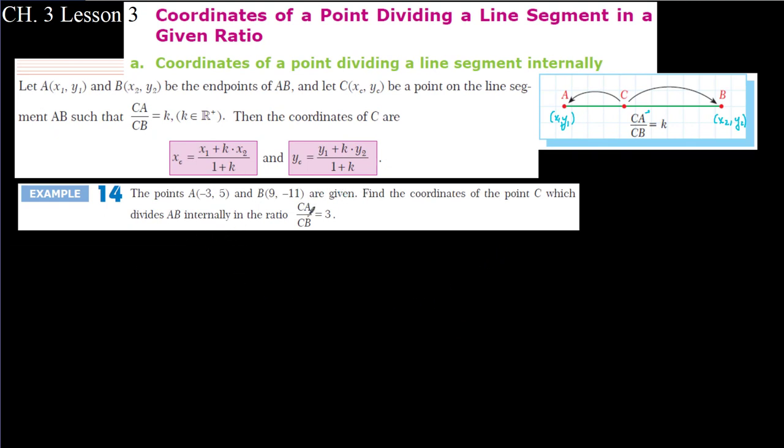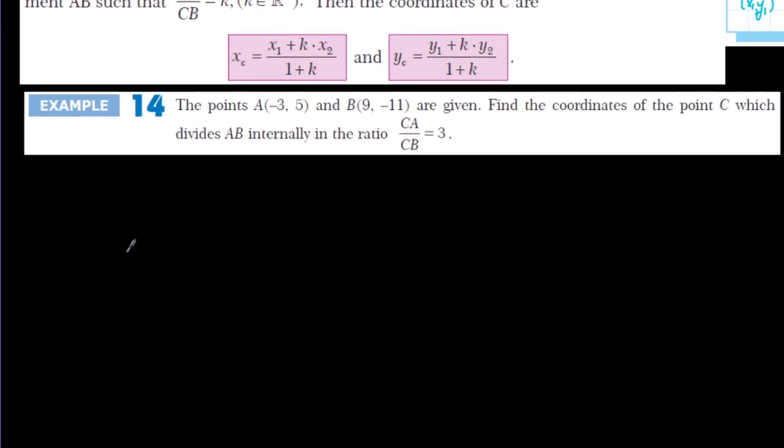Here, let's say CA over CB is equal to 3, A is equal to minus 3, 5, and B is equal to 9, minus 11. So C divides internally with the ratio 3. If we find this one, we have to draw it like this. This is the point C, and this should be A, and this should be B. It's obvious that CA length is longer than CB because the result is 3, which means that if this unit is a, this should be 3a.